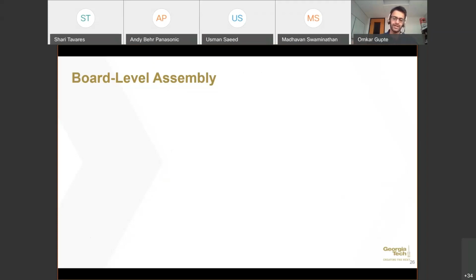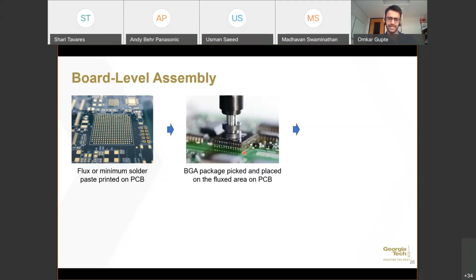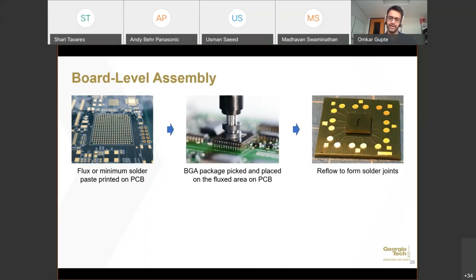Next step is to do the board level assembly. To do this, first on the PCB, of course, the PCB is designed to have a pattern of the BGA, and then this pattern is fluxed, or a small amount of solder paste is printed on the pads using a stencil. The BGA package is then picked and placed on this pattern, and the entire assembly is reflowed to form a metallurgical joint and essentially form the solder joint.